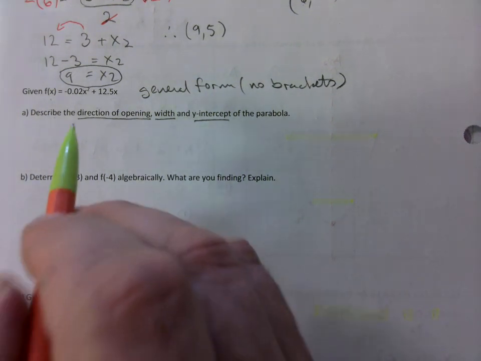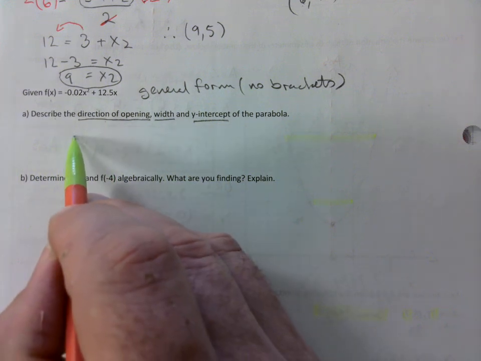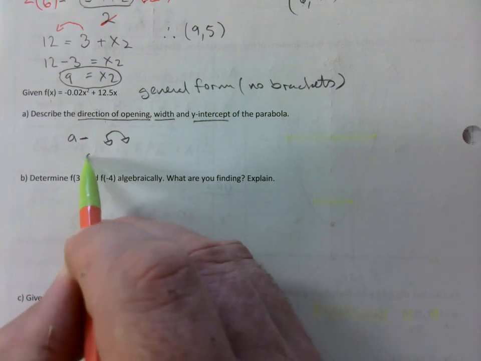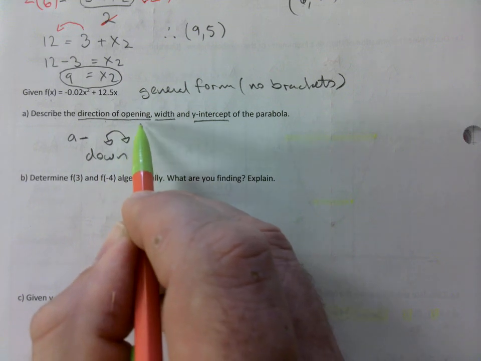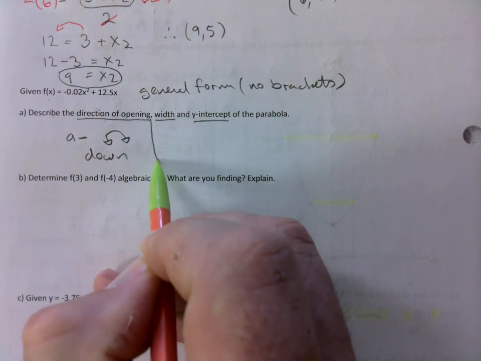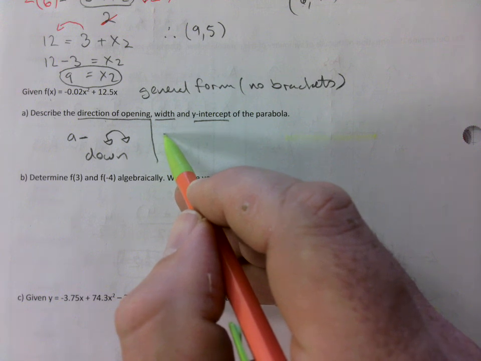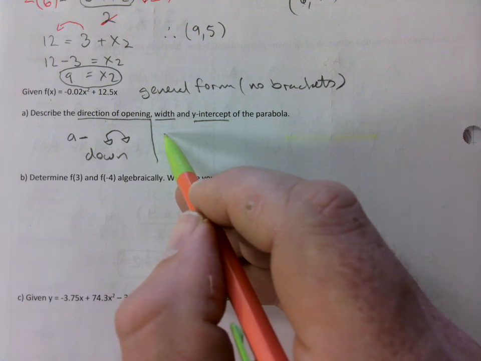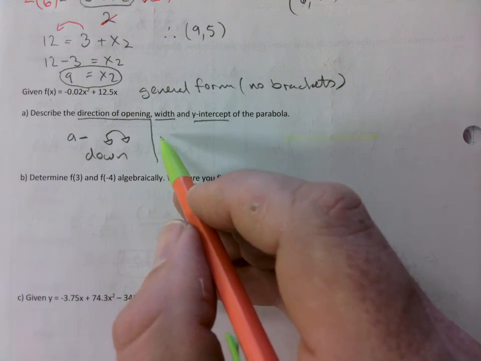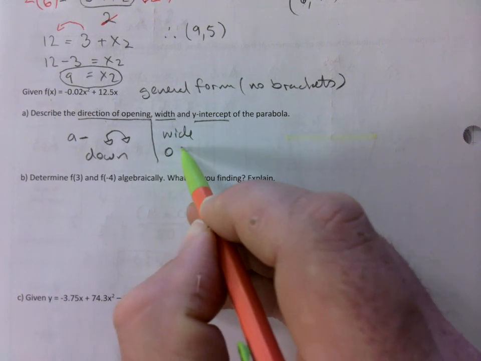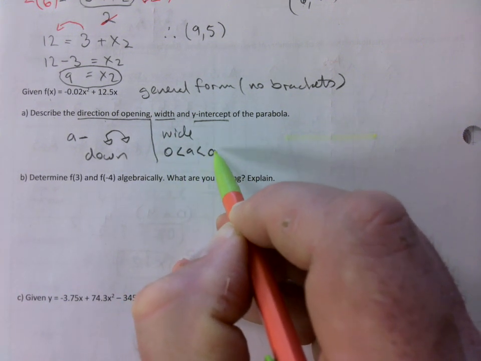Okay? The direction of the opening. A is negative, so it's going to open down. Okay? So that's that. What's the width? Narrow, wide, normal. It's definitely not normal. It's definitely not narrow, because narrow is greater than 1. So this is wide. Okay? A is between 0 and 1.